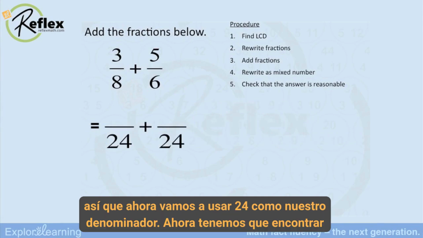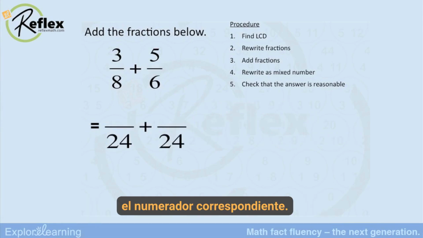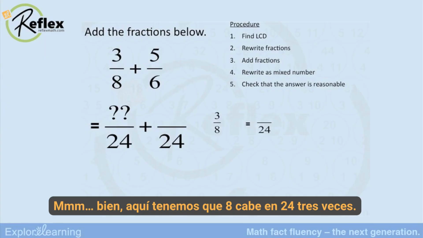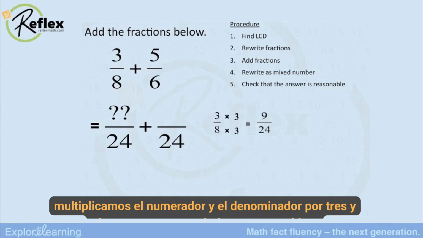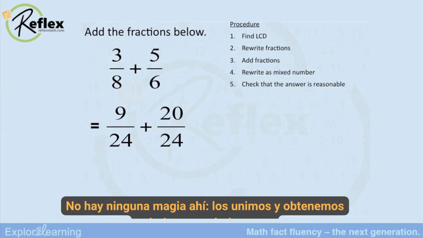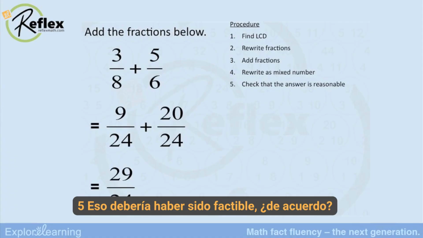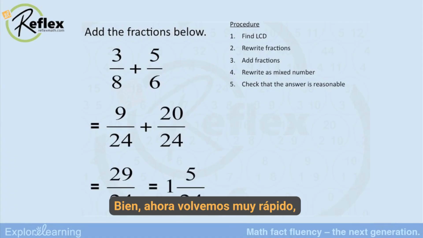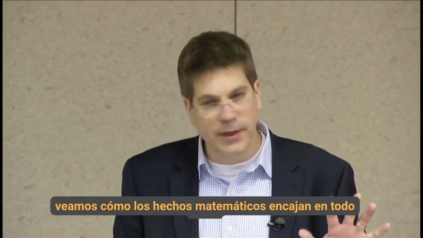Okay, so we're gonna use 24 as our denominator. Now we have to find the corresponding numerator. Okay, it appears that 8 goes into 24 3 times. Multiply top and bottom by 3, we get 9 24ths, very good. Let us repeat the procedure for the other side, 20 24ths, no magic there. Let's add them together, 29 24ths, bada bing, bada boom. Okay. Now we come back real fast. Let's look at how math facts fit into that.